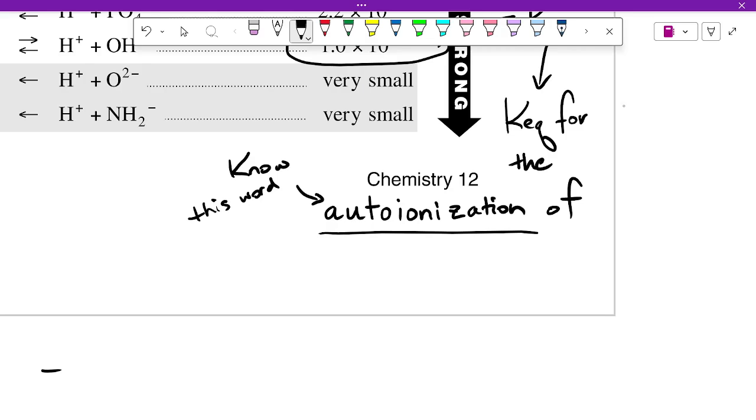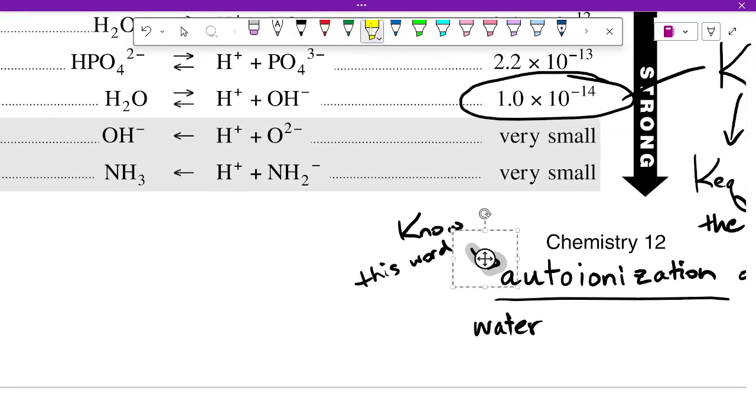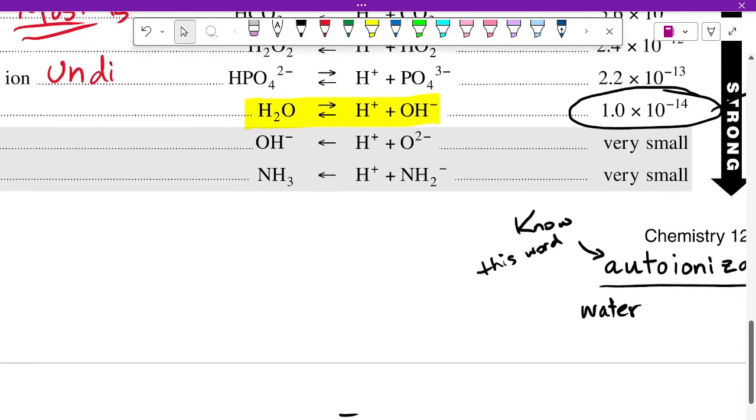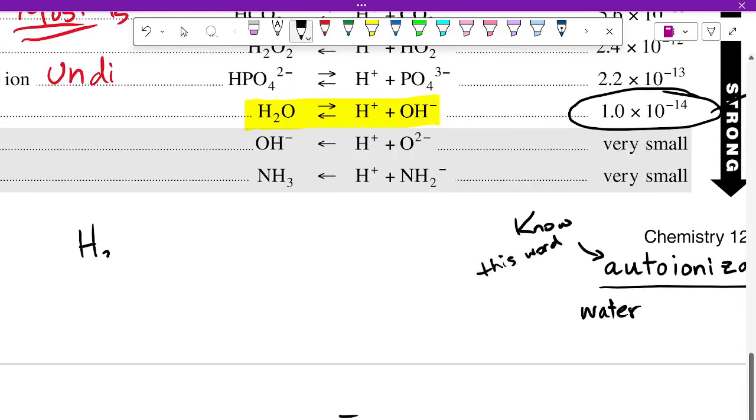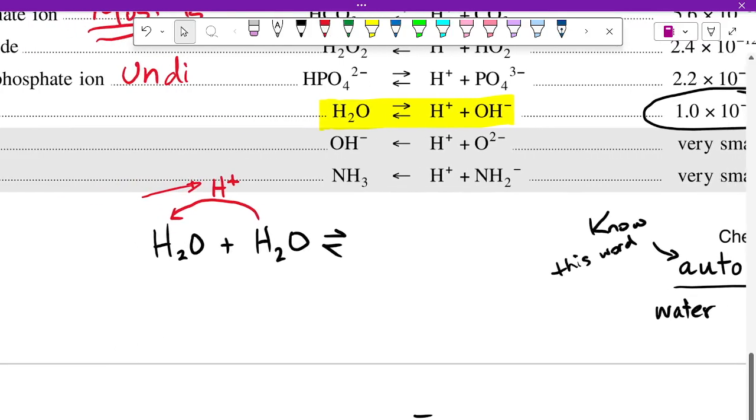Okay, the autoionization of water. What's the other way to write the autoionization of water? Here we have H2O gives H plus plus OH minus. What's the other way? Yes, H2O plus H2O gives, and we have a hydrogen going from one of the waters to the other water, and a hydrogen is an H plus. Remember, what do we call that H plus? That H plus is called a proton.